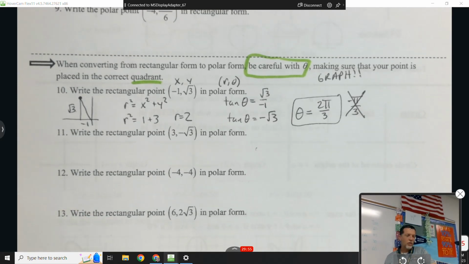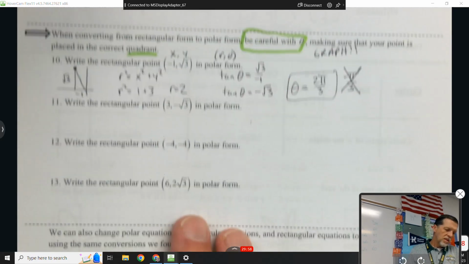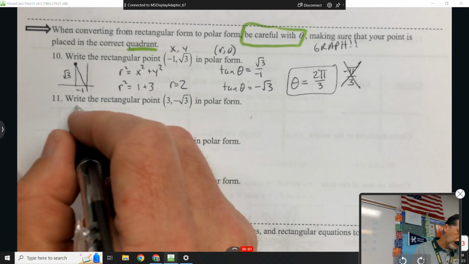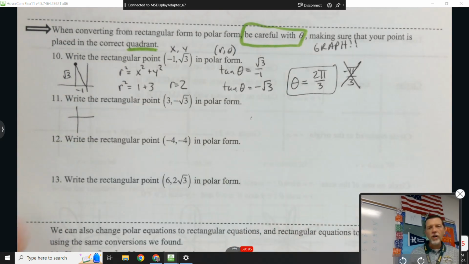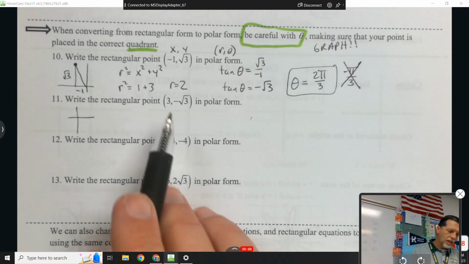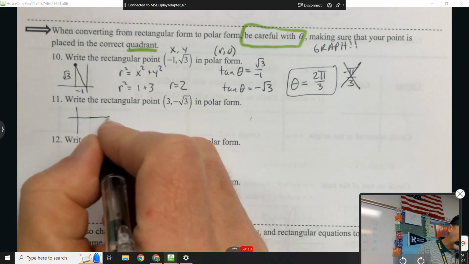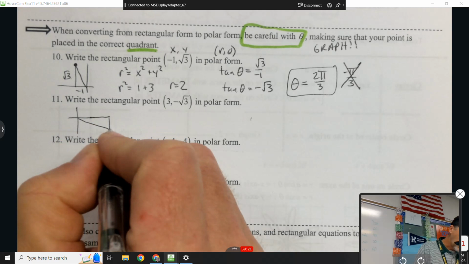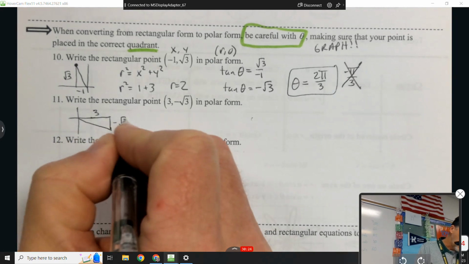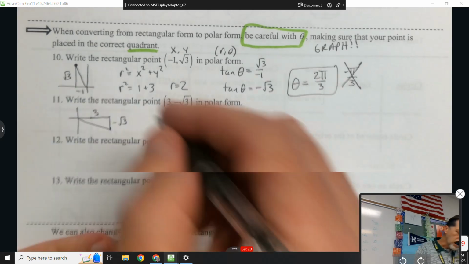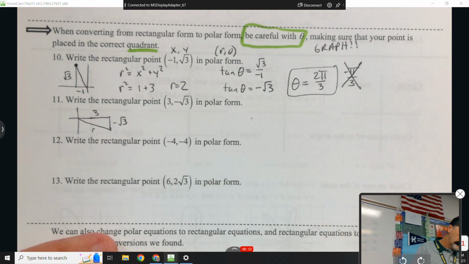Number 11, write the rectangular point 3 comma negative root 3. And again, if you'll draw it reasonably to scale, things go well. Which one of those numbers is bigger, 3 or square root of 3? 3. So I'll go out a long way and then down a little bit. It doesn't have to be perfectly to scale, but it's helpful if you get the long and short pieces right. Why don't you finish that one? See if you can find r and theta.